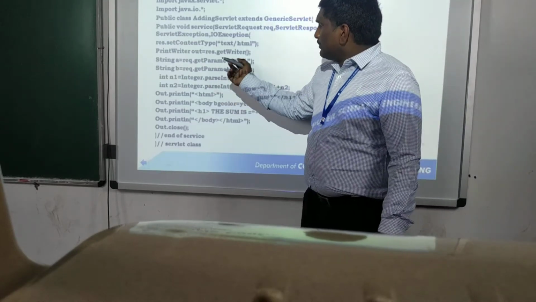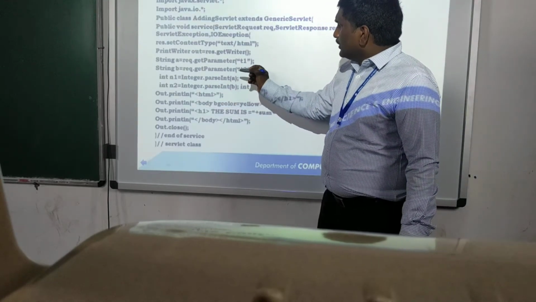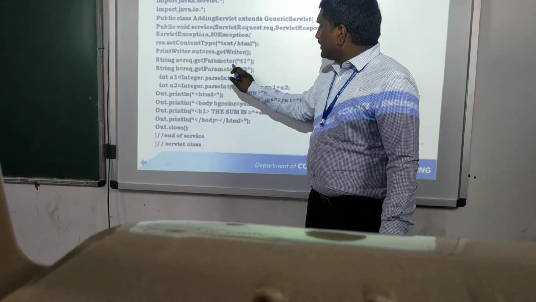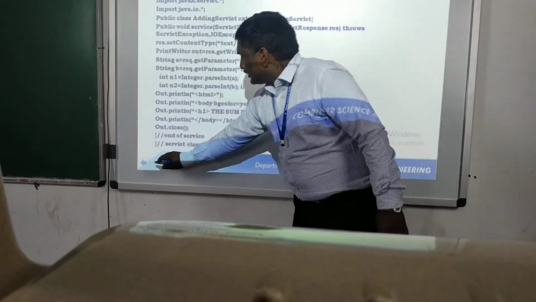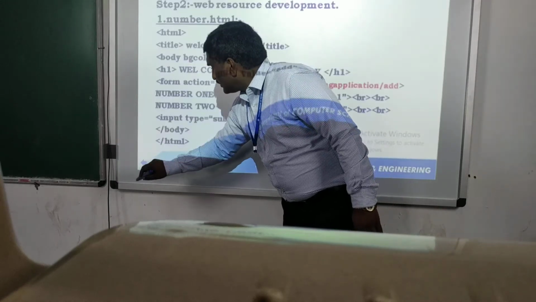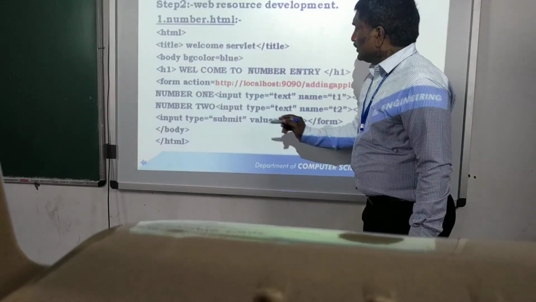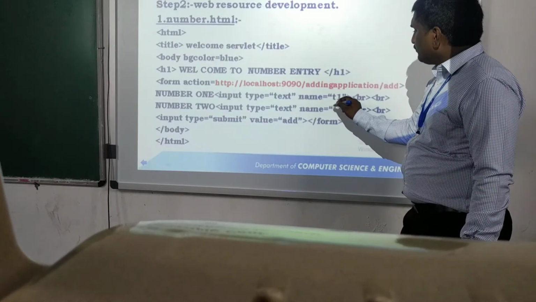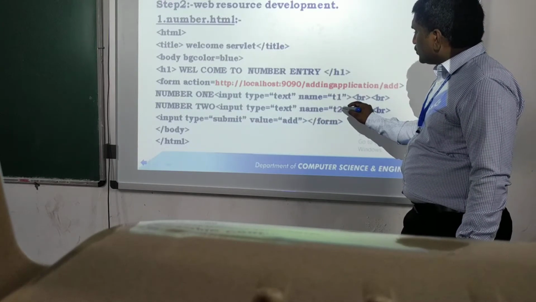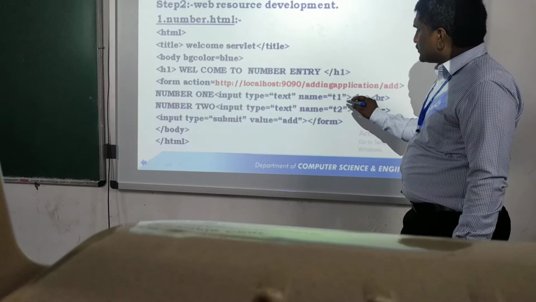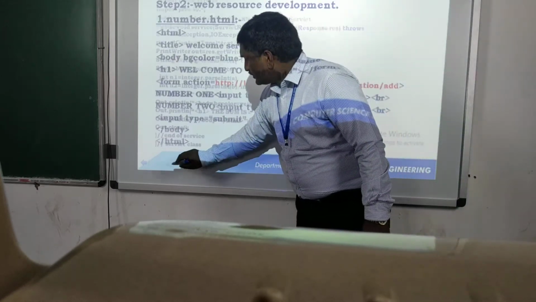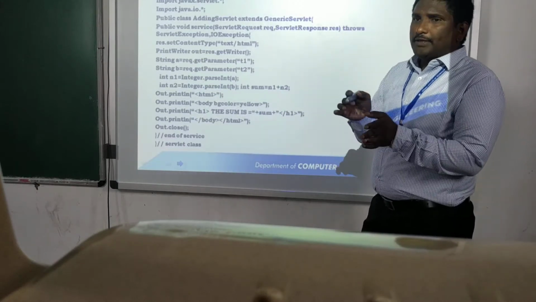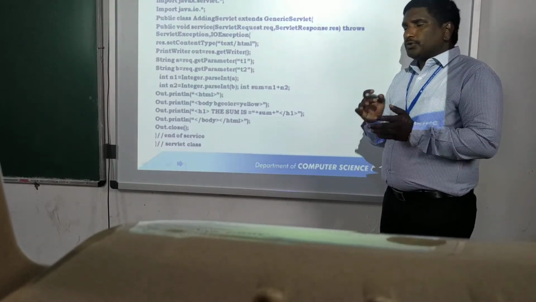Then I get the information from the request: req.getParameter("t1"). Why have I taken t1? Earlier, in the number.html file, under the tag for number 1, the name is t1. So we should remember t1 and t2, because by using the names we wrote there, we can retrieve the values the end user gave as input.